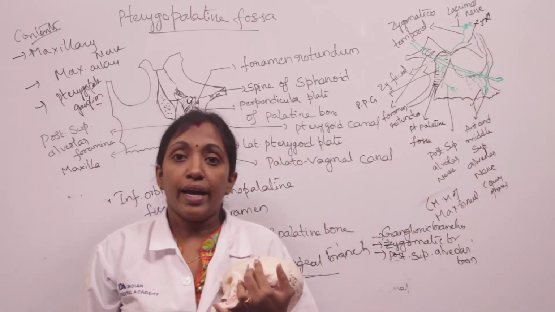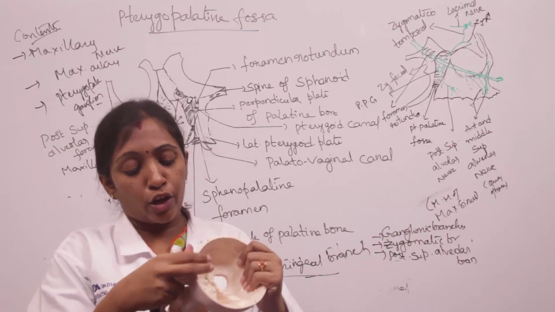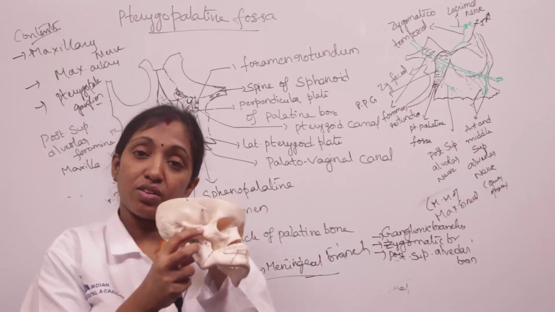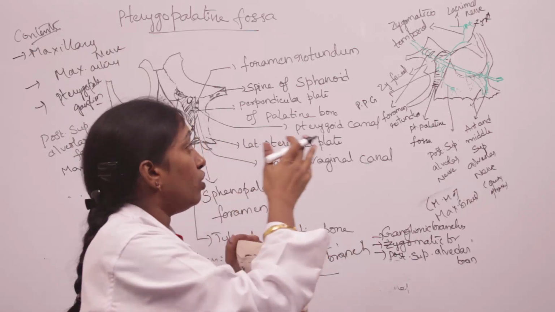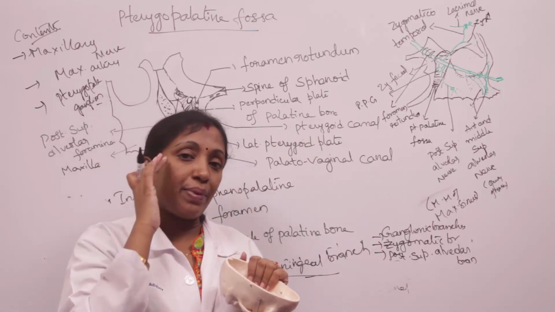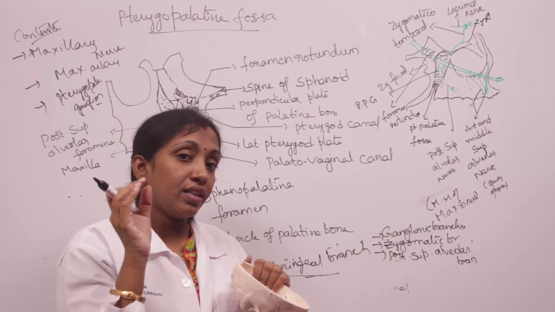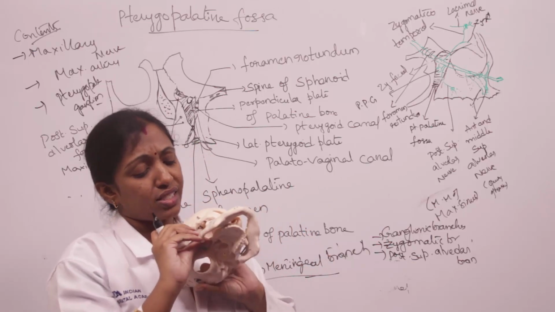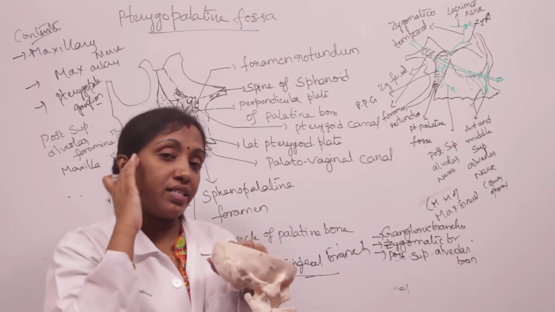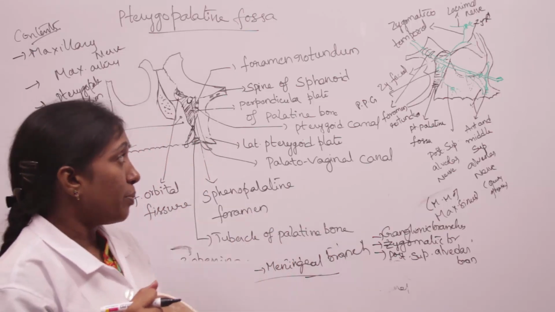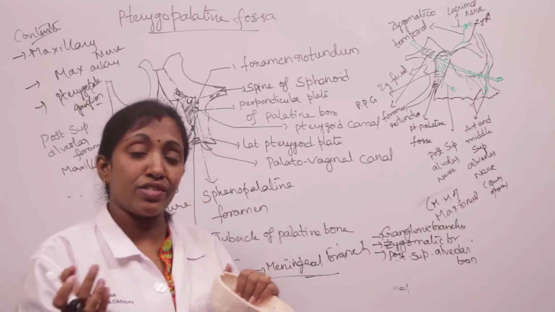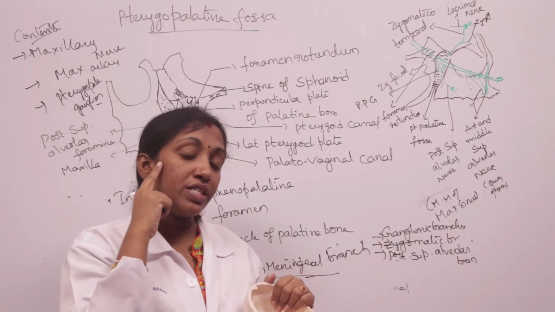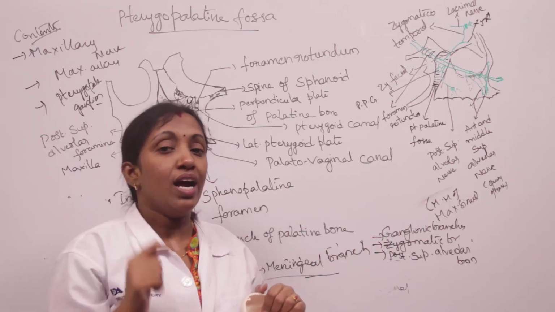The zygomaticofacial nerve emerges from the zygomaticofacial foramen, which is situated here near the zygomatic bone, and it supplies the skin over the prominence here. Coming to the zygomaticotemporal nerve, it arises from the zygomaticotemporal foramen and supplies the skin of the temporal region, 2 centimeters above the zygomatic arch.